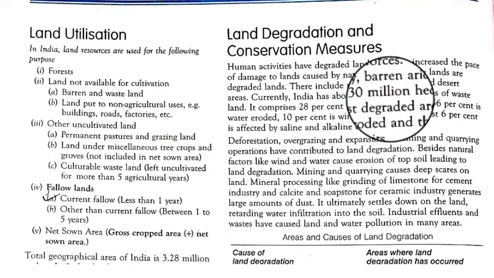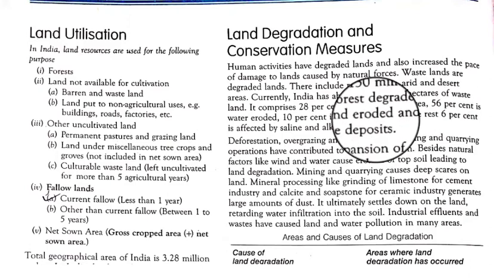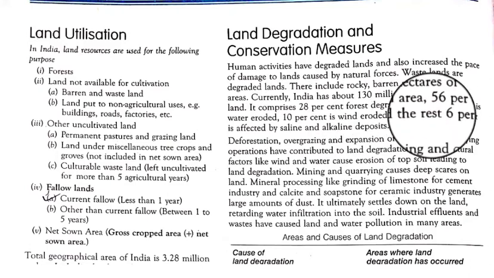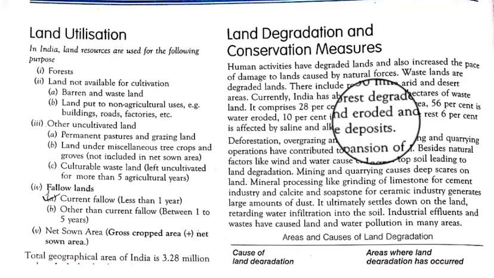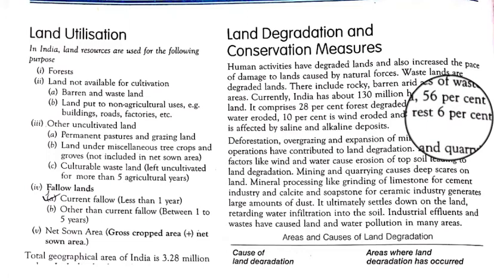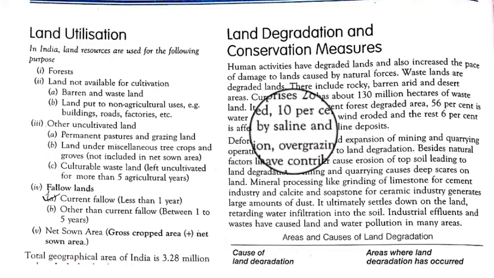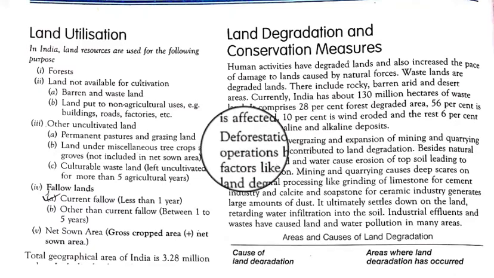So within these 130 million hectares of wastelands, 28% is forest degraded area, 56% is water eroded area, and 10% is wind eroded area, and the rest 6% is affected by saline or alkaline deposits, because salinity and acidity are there, and that's why they are not available for agriculture.